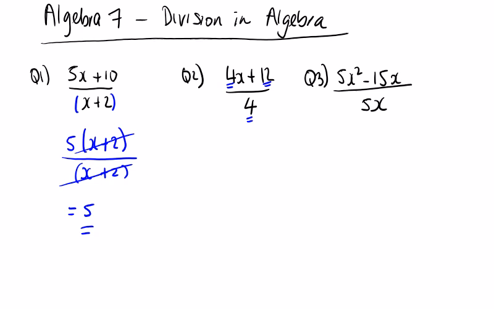With this one, again, we're identifying there's a common factor between 4, 12, and 4. So we're going to divide every term by 4: 4x divided by 4, 12 divided by 4, 4 divided by 4, which we can just write as x plus 3. Nice and easy.